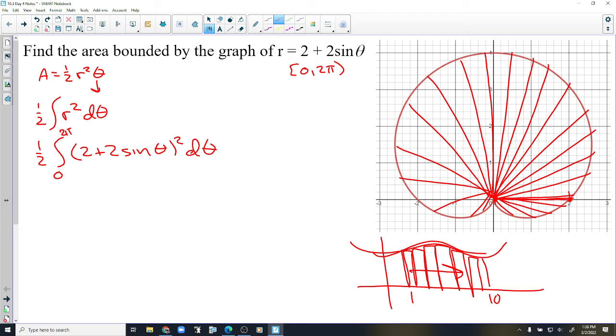Let's do the mechanics of this problem now. We have 1/2, 0 to 2 pi, of 4 plus 4 sine, not cosine, of theta, plus, it's 4 and 4, that's 8. Boy, I hope I haven't been doing that wrong all day. 2 and 2 is 4, but there's 2 of those, right? So 8 sine of theta plus 4 sine squared theta d theta.